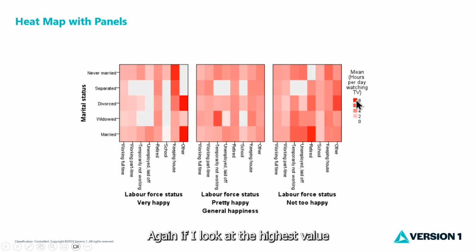Again, if I look at the highest value in those who reported they were very happy, you can see it's here for those who have a labor force status of other and are married, here for those who have a labor force status of other and are divorced, and so on. So it's a very quick visual tool that you can use to see a numeric variable across categorical variables.